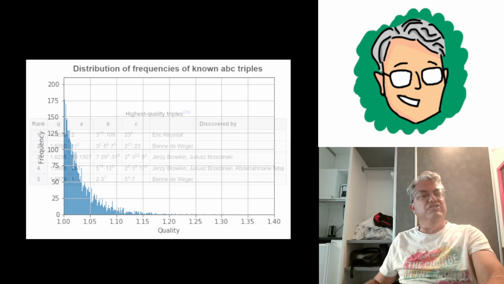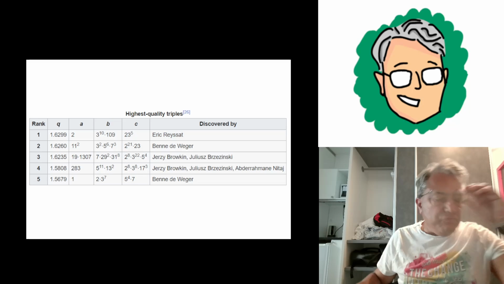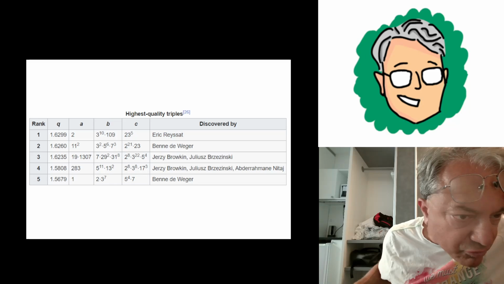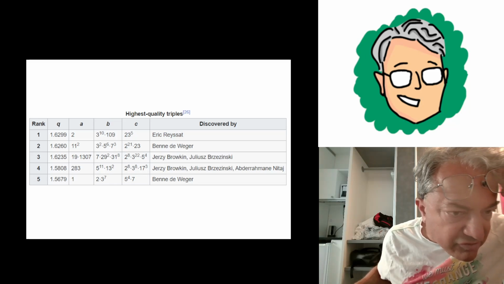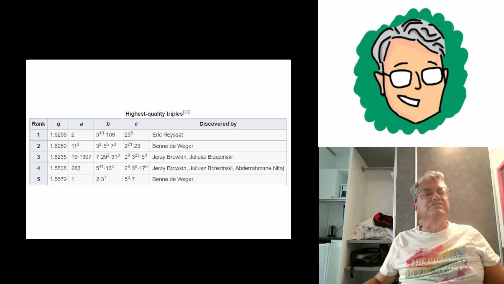And I guess I just want to finish by showing you the current records for the ABC triples that are known with the highest quality. It turns out the highest known quality is 1.6299. This was discovered by Eric Reyssat. I don't have the years, unfortunately, but I think this was discovered fairly recently, maybe in the last 20 or 30 years. And they also give you the values of A, B, and C factored out.